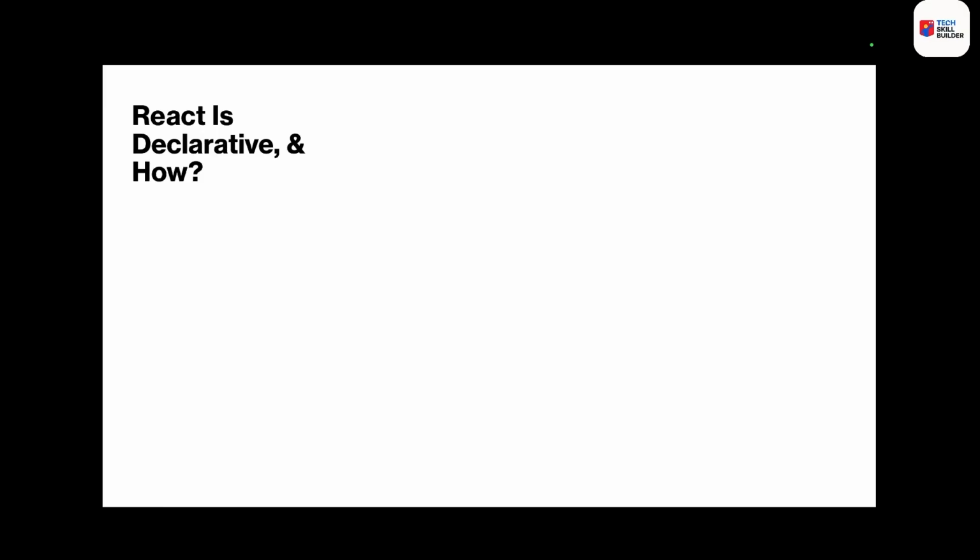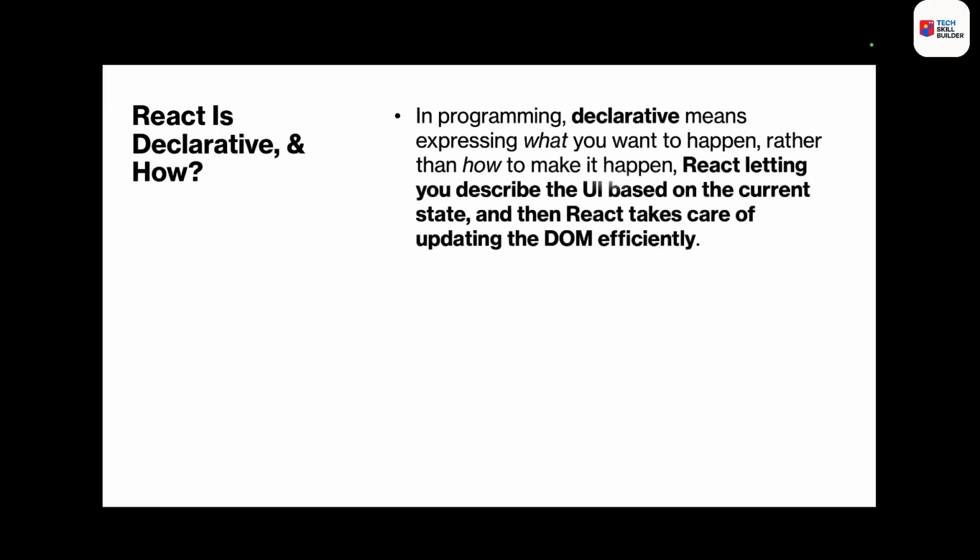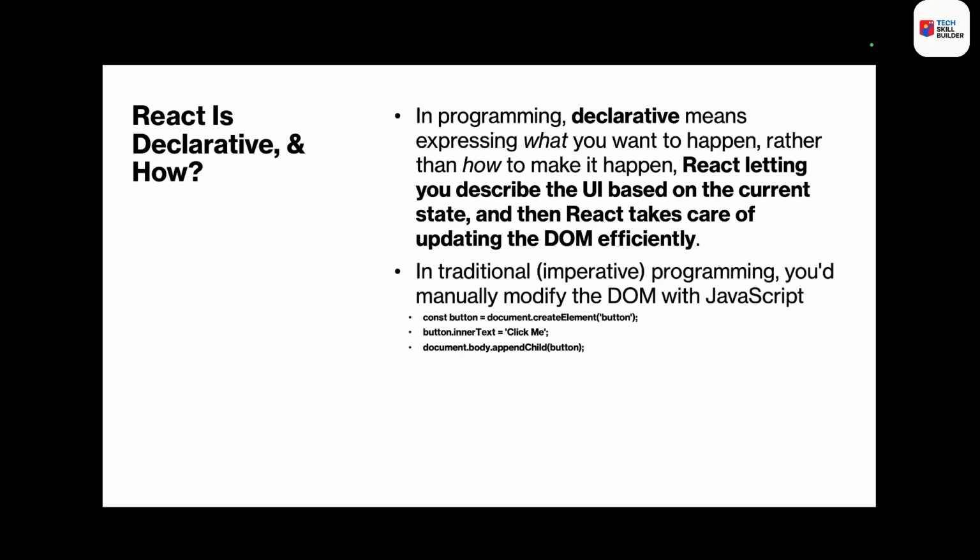React is declarative, and how? What is meant by declarative? In programming, declarative means expressing what you want to happen rather than how to make it happen. React lets you describe the UI based on current state, and then React takes care of updating the DOM efficiently. In traditional programming, you had to manually modify the DOM with JavaScript. In that case, const button = document.createElement. This is the traditional way of programming with JavaScript.